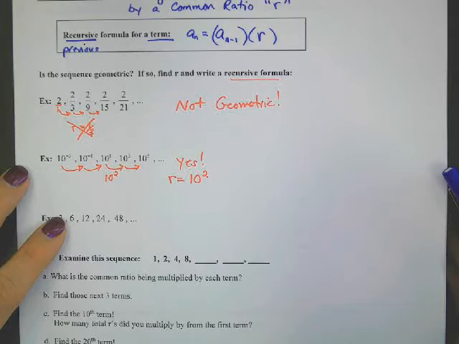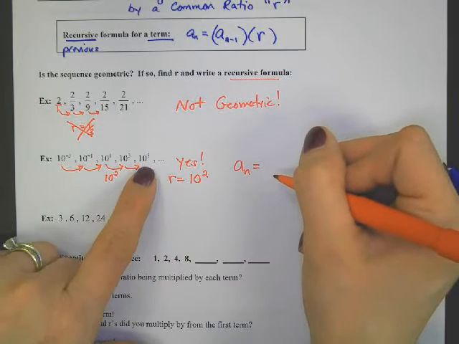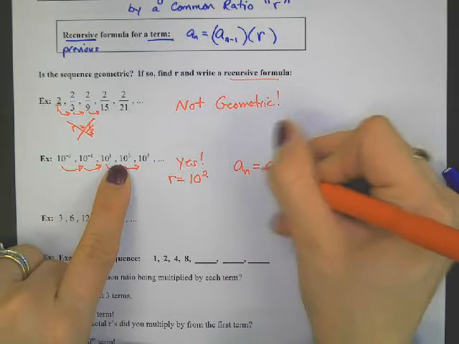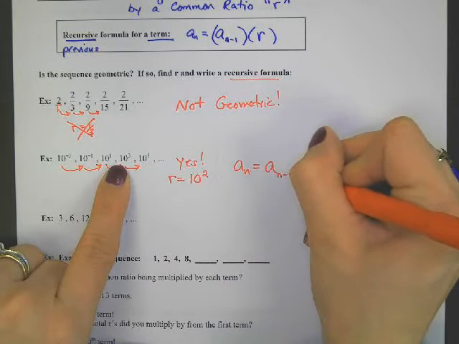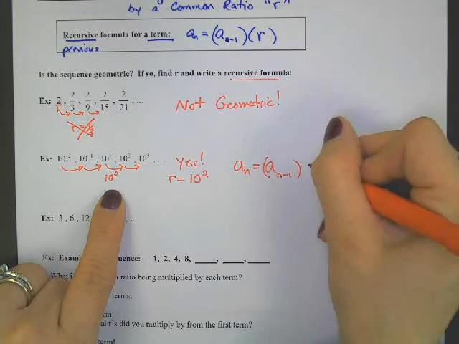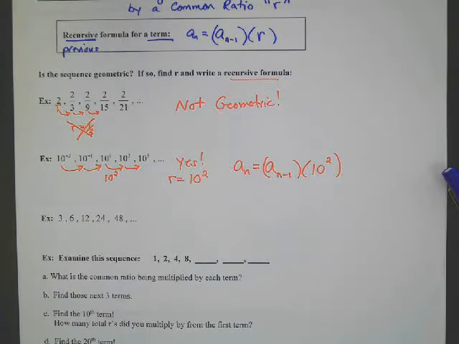Okay, let's write a recursive formula. So A sub n is take the previous term. And how do you say previous? If this is n, the one right before it was A sub n minus 1. And for this sequence, we need to multiply by 10 squared. Or you could say 100.